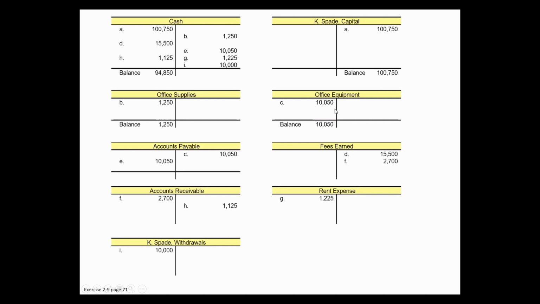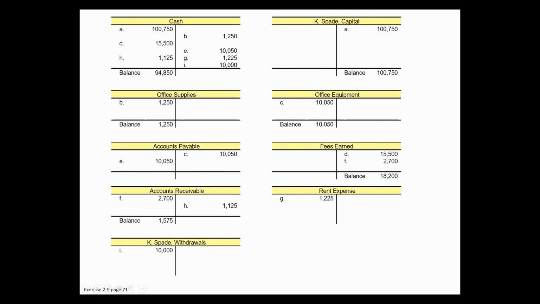And again, it's a debit because it's an asset. So cash is an asset, office supplies is an asset, office equipment is an asset, accounts receivable is an asset. Again, and then Kate Spade capital is part of owner's equity. Accounts payable is a liability. There wouldn't be a balance here, as I said, because we've paid it off completely. And then fees earned would be $18,200 again. Since this is part of our equity, we credit in order to increase our equity.